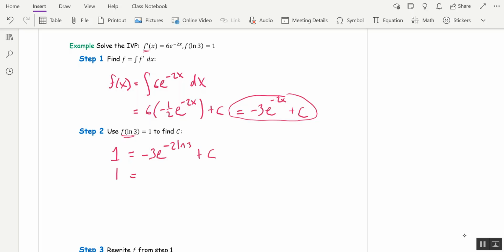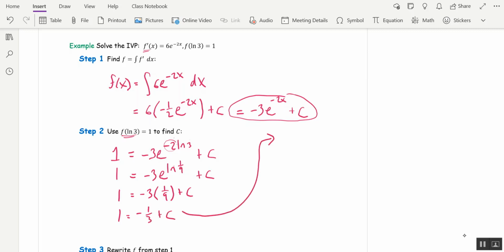So 1 equals, this would be negative 3 e to the ln. I'm going to bring that negative 2 up as an exponent. 3 to the negative 2 is a 9th, plus c. Now, e to the ln 1/9 is 1/9. So we get 1 equals negative 3 times a 9th plus c, which is 1 equals negative 1/3 plus c. So now I'm running out of space. Over here, c is 1 plus a third, which would be 4/3.